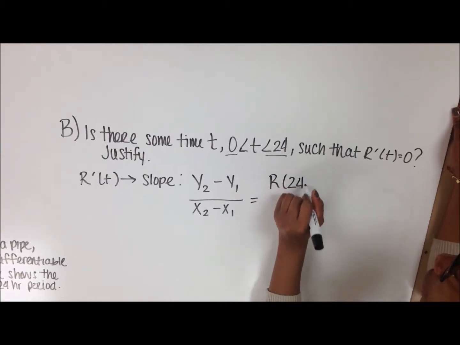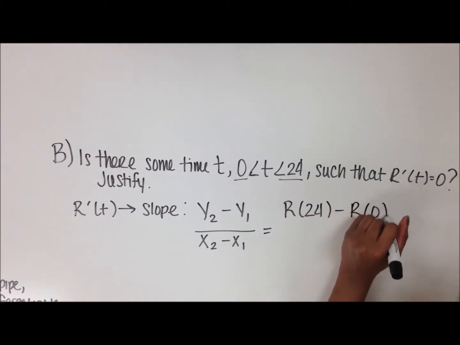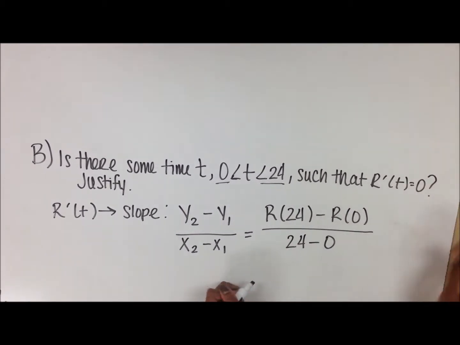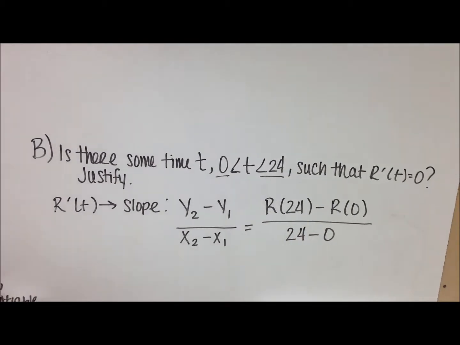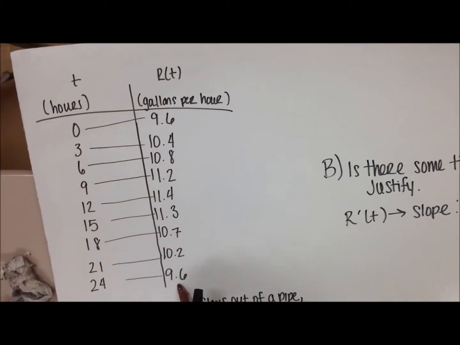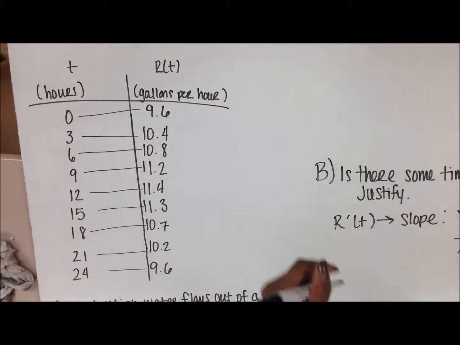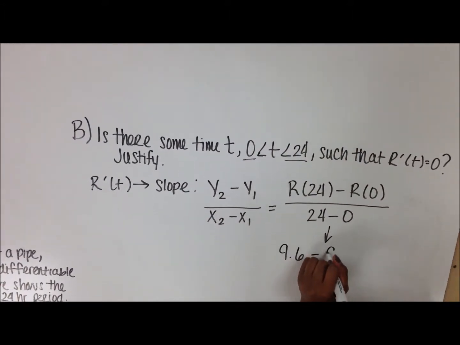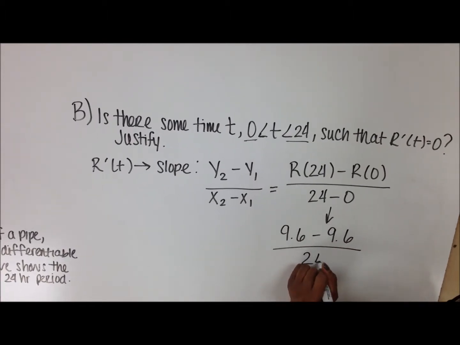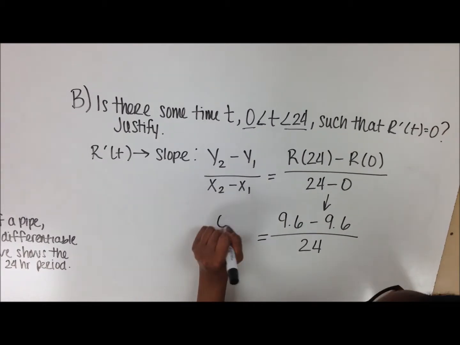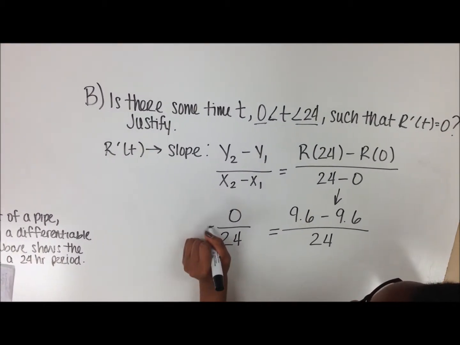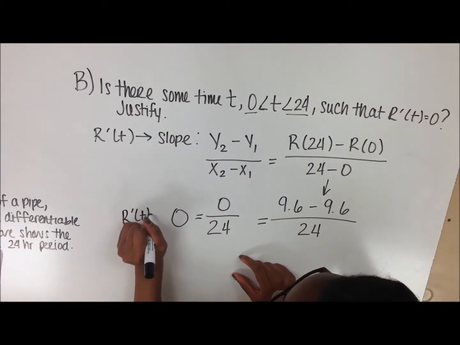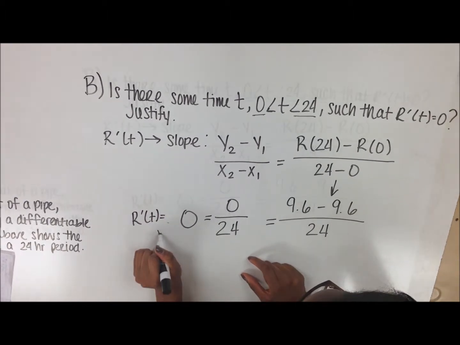r of 24 minus r of 0 over 24 minus 0. And we'll go back to the graph, to the chart, and r of 24 is 9.6, and r of 0 is 9.6. So we'll sub that back in. 9.6 minus 9.6 over 24, which is equal to 0 over 24. And 0 over 24 is 0. So r prime of t does equal 0.